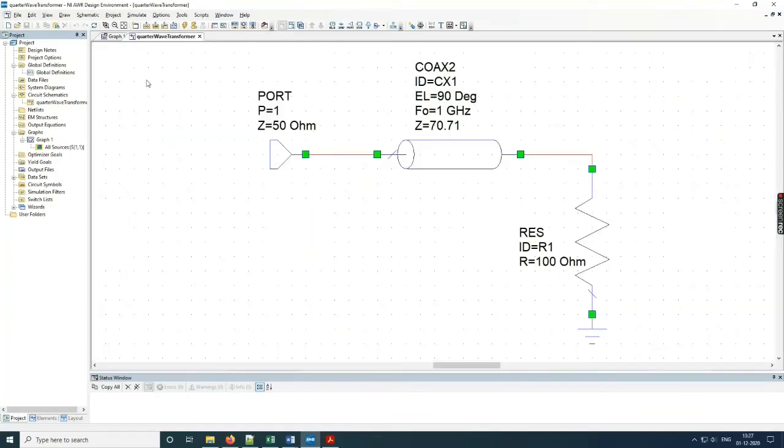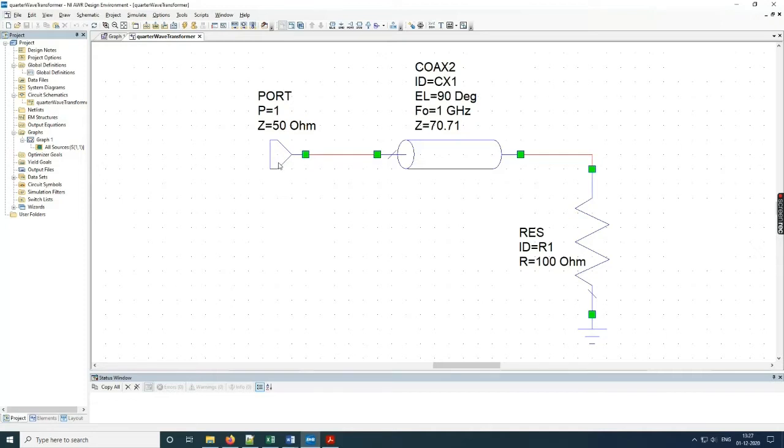A quarter wave transformer, as you know, is nothing but a transmission line which is used to match a real load with some transmission line with real characteristic impedance. So here what you can see, I have a load resistance of value 100 ohms, and here I have placed a port of value 50 ohms. This essentially means that it is equivalent to a transmission line with characteristic impedance 50 ohms.